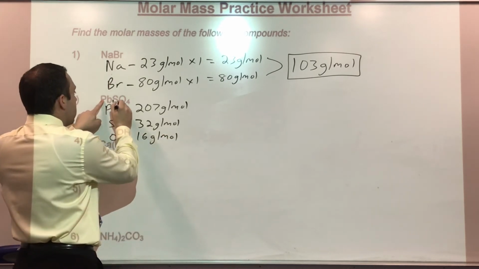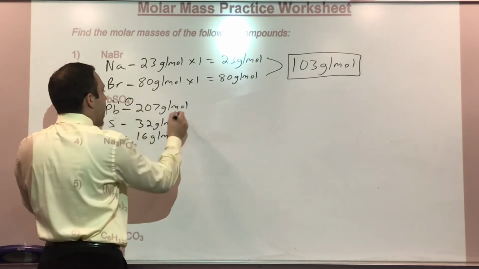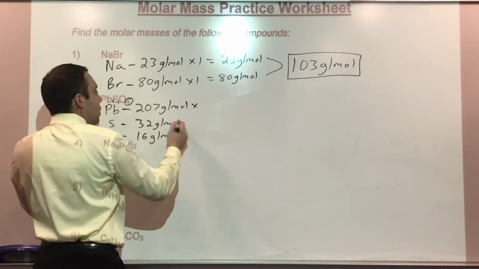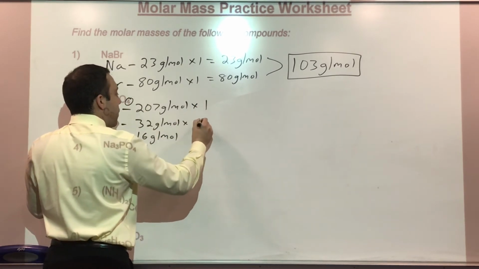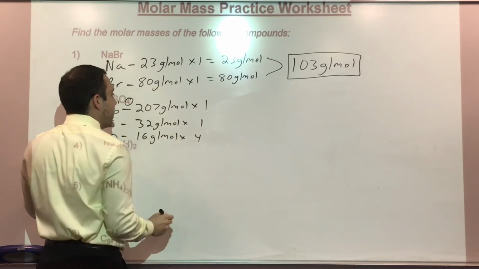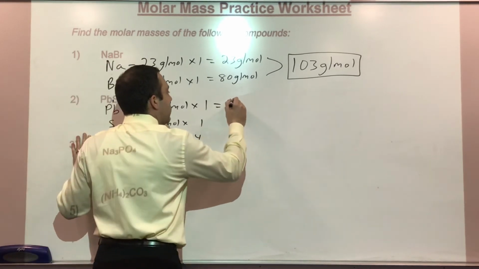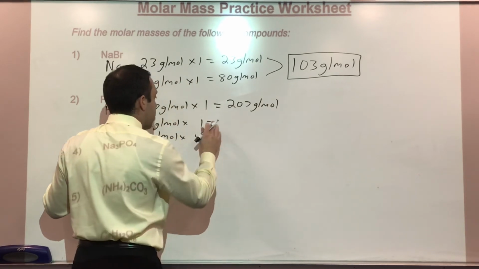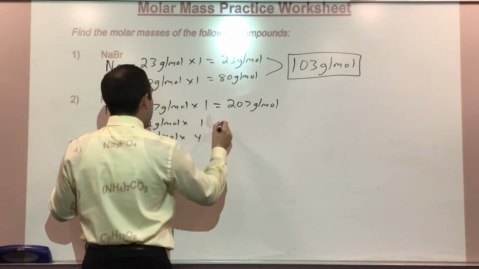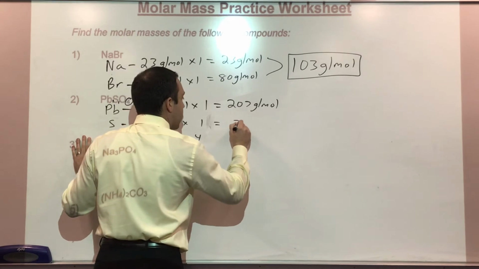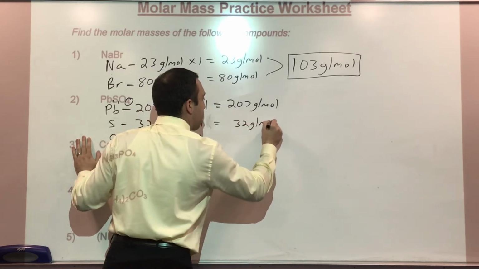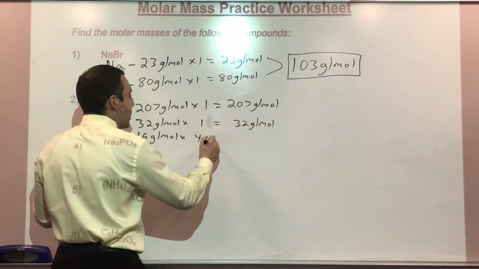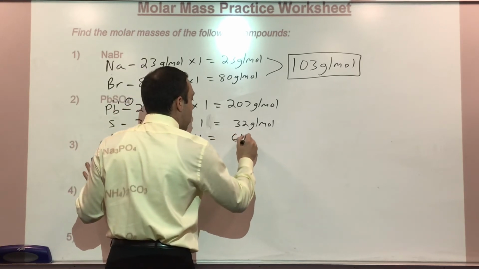There is 1 lead, 1 sulfur, and 4 oxygens. So you multiply 207 times 1, 32 times 1, and 16 times 4. 207 times 1 is just 207 grams per mole. Leave a little space. 32 times 1 is 32 grams per mole. And 16 times 4 is 64 grams per mole.